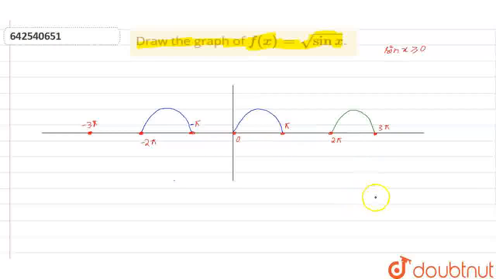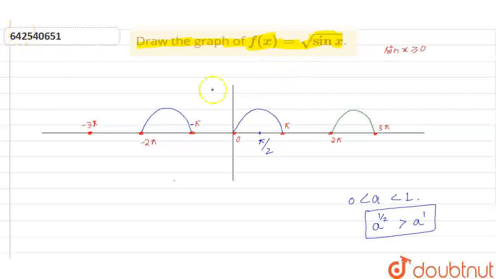Now, if a lies in between 0 to 1, so a to the power 1 by 2 is going to be more than a to the power 1. So this is the fact. By this logic, what we'll observe now, this is pi by 2. At x is equal to pi by 2, sin pi by 2 is 1, and under root of sin pi by 2 is also 1.